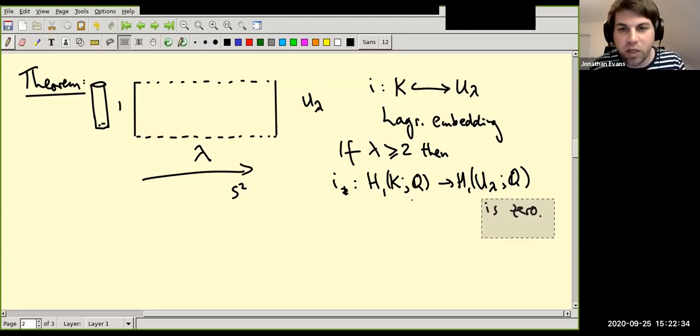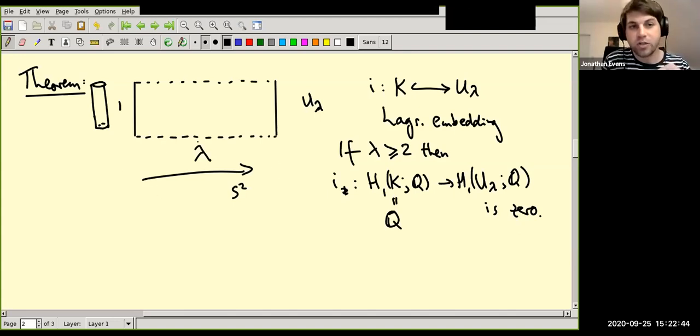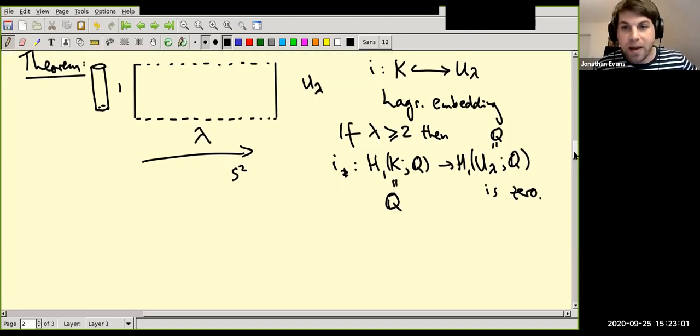The first homology of the Klein bottle is Z plus Z mod 2, so when you take it with Q coefficients, it's just Q. And the first homology of this thing, well, the S2 factor is simply connected and this vertical factor is just a circle, so it's Q. So the map is either 0 or an isomorphism. Let me check my notes. It's 0, yes. So the claim is it's 0. And for the Klein bottle that I drew earlier on, this map is an isomorphism.